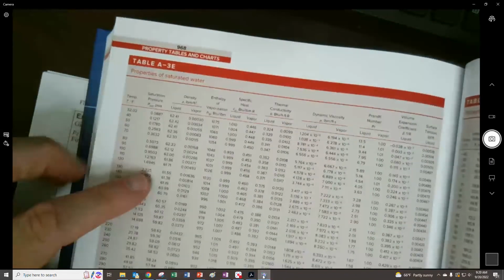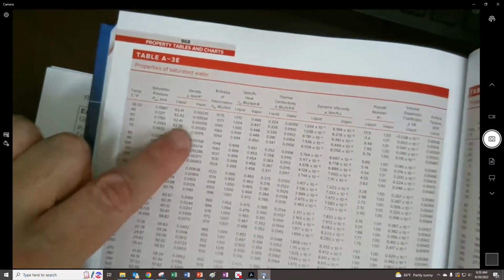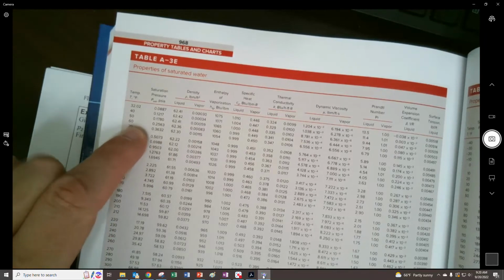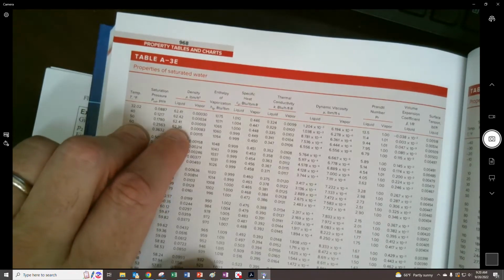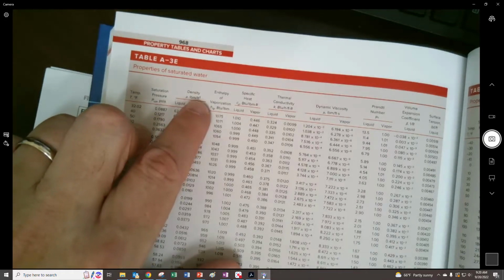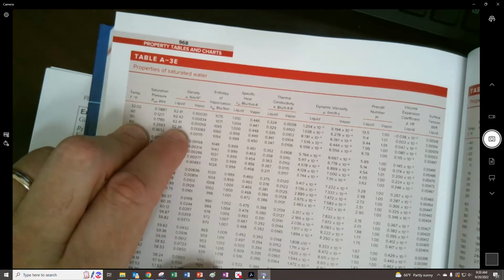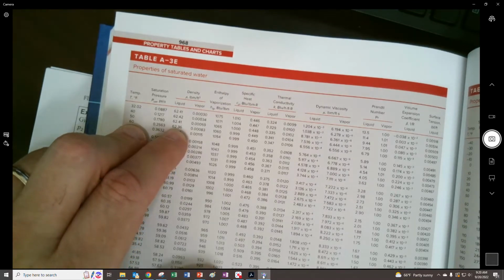So if we jump to, let's see, we want boiling and freezing properties. Now here are the properties of saturated water right here. And they do have the density, and we were looking at 60 degrees so we can compare. And you see they have 62.36 pounds mass per cubic foot. So instead of slugs, they're using pounds mass. But let's go ahead and write that down.